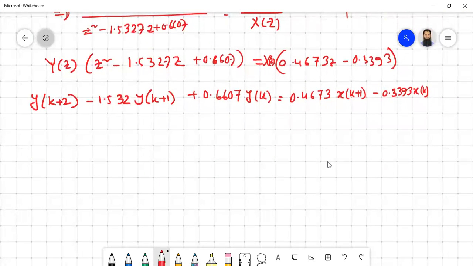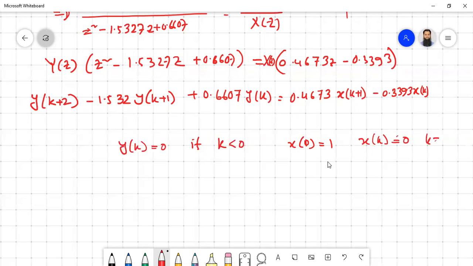Now we know that x(0) is 1, and in the rest of the cases x is 0. As we are dealing with a causal sequence, y(k) will also be 0 if k is less than 0. So x(0) is 1, and elsewhere x is 0. Okay, so this is the scenario. Based on this, we can take different conditions of k.